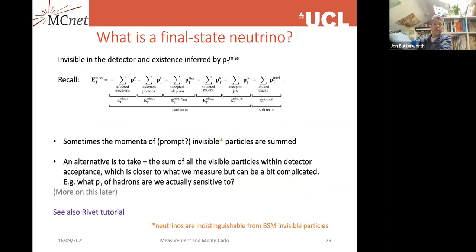Final state neutrino is a very obvious thing. You may not know what flavor it is, but you know what a neutrino is. But experimentally, of course, it's not measured directly in the detectors.